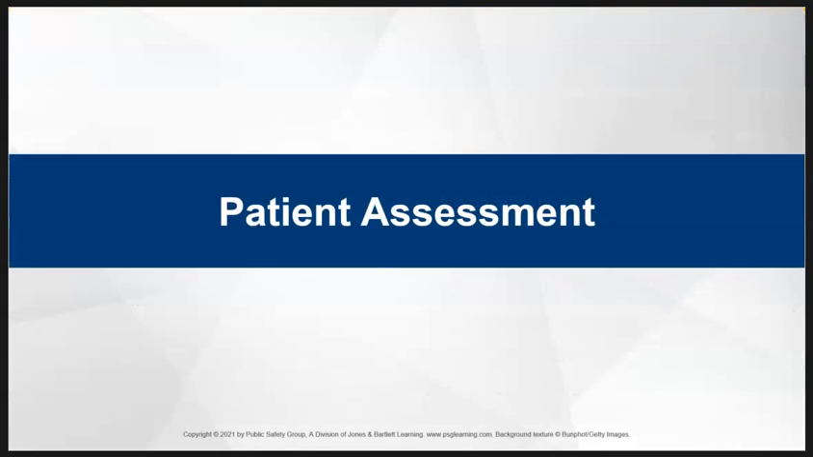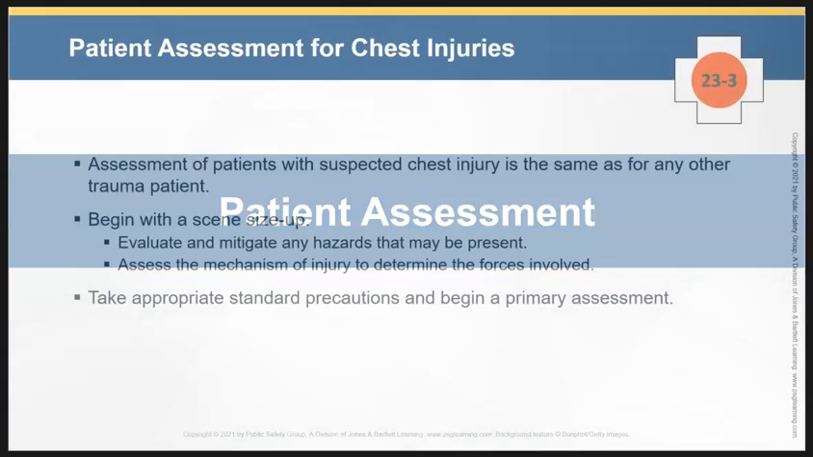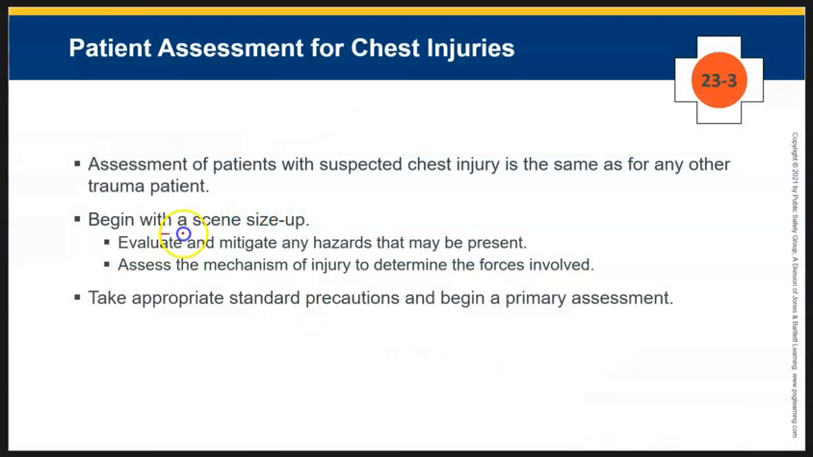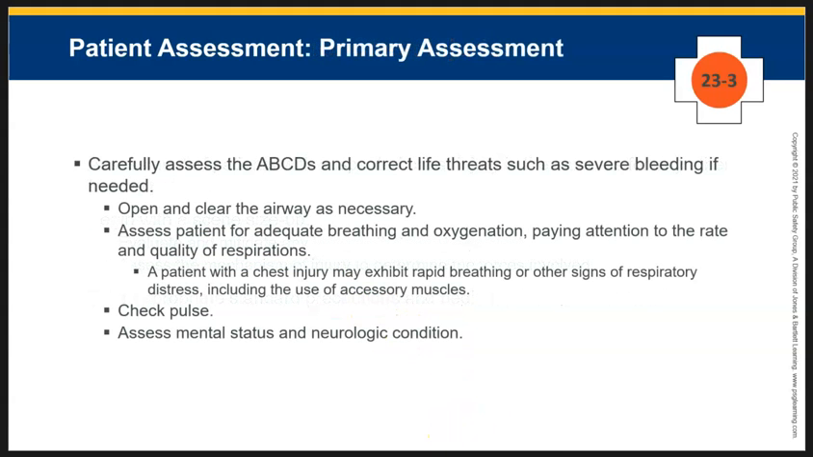So with patient assessment, we stay with our assessment algorithm, and that is begin with a scene size up and make sure that you practice scene safety, mitigate any hazards, and apply BSI, body substance isolation, standard precautions. We also want to take a look at MOI, and as a final piece, make sure that we get the chief complaint. Because from that chief complaint, understanding that a chest trauma may occur, we can consider working through the ABCDs and correcting life threats.